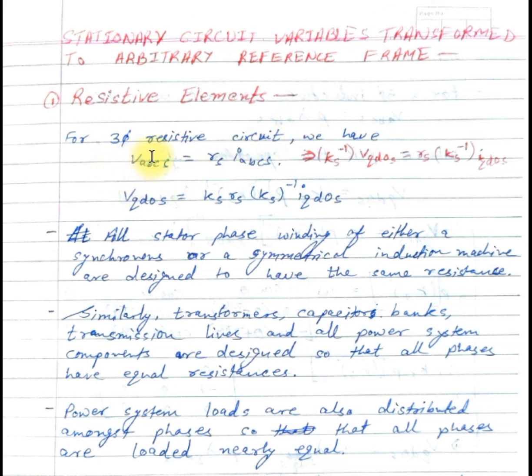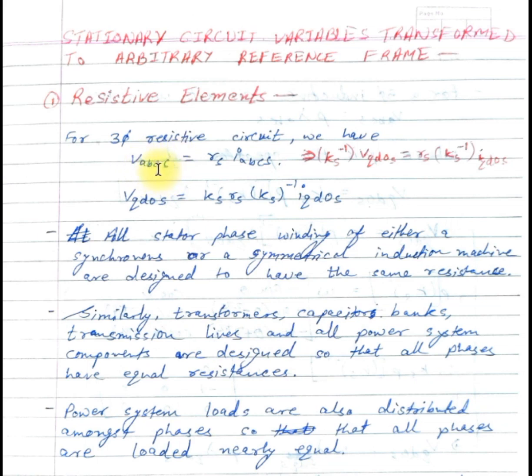So for a three-phase resistive circuit, V ABCS of the stationary circuit, so we have subscript S. So V ABCS is equal to Rs into I ABCS. Now, as we have seen before, we use a constant Ks, which is multiplied to the ABC term if we need to convert it into the QD0 term. But here we need it in ABC terms.